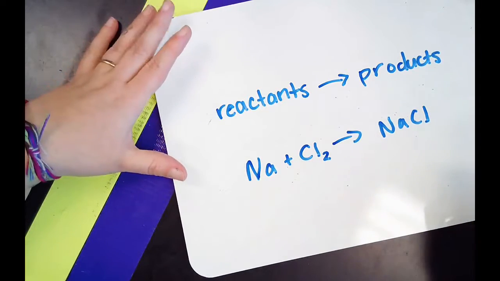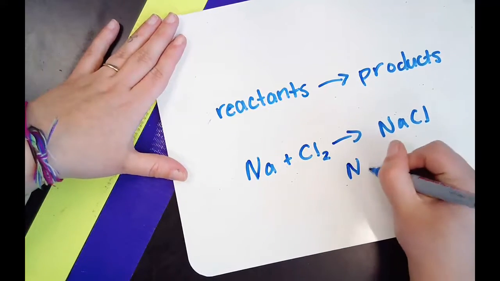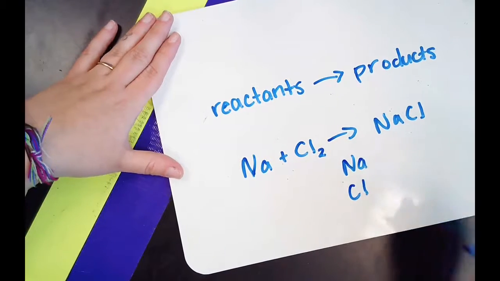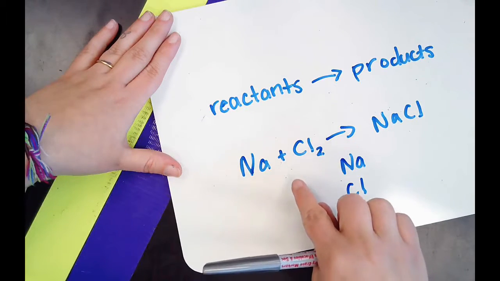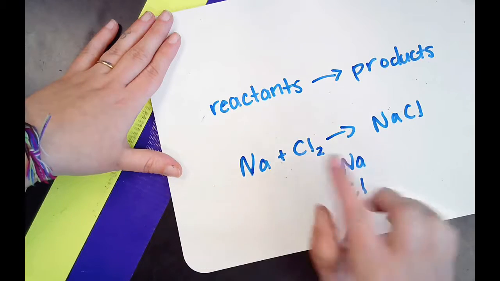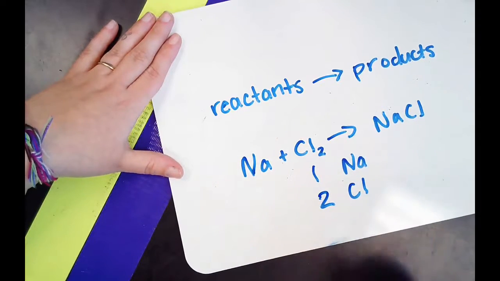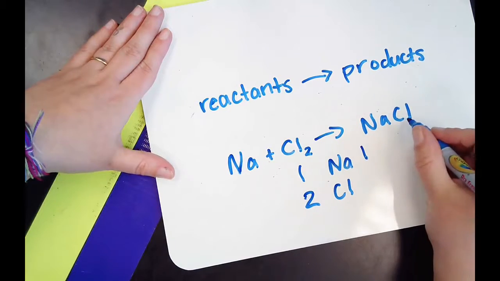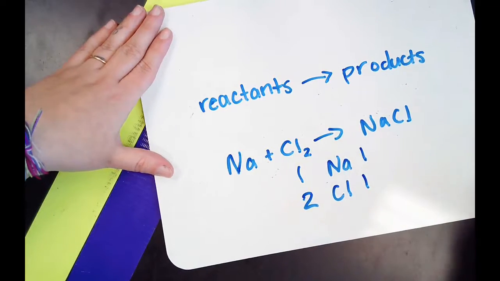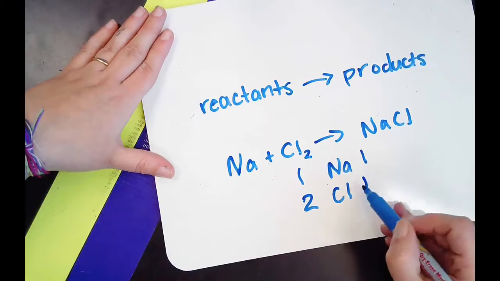To do so, even in these very simple ones, we made a list of the atoms involved in the equation. Then we counted the number of atoms on the reactant side. So for sodium, there's 1. For chlorine, there's 2. And then we counted our number on the product side. Here we have sodium at 1 and chlorine at 1. Okay? So now we can see an imbalance, that on this side of the equation I have 2, and on this side of the equation I have 1.